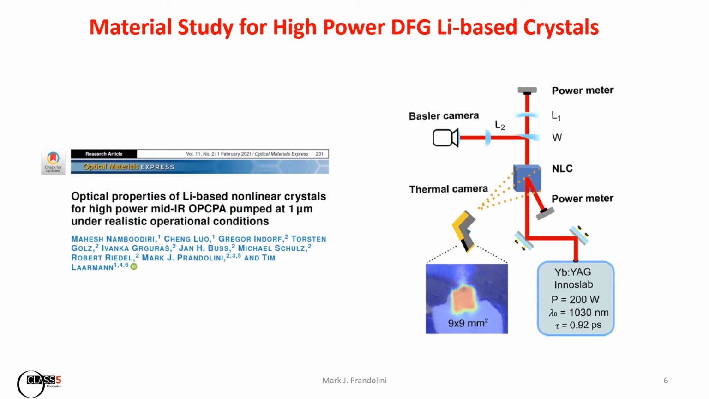On the right-hand side of this slide, you see our experimental setup. We had available a 200-watt ytterbium YAG InnoSlab laser. Our crystal aperture size was 9 × 9 millimeters, and where possible, all 200 watts was pushed through the crystal. The temperature profile across the crystal was measured with a thermal camera. The beam profile, which could measure damage as well as the nonlinear refractive index, was measured with a Basler camera. The next 3 slides, I will summarize our results.